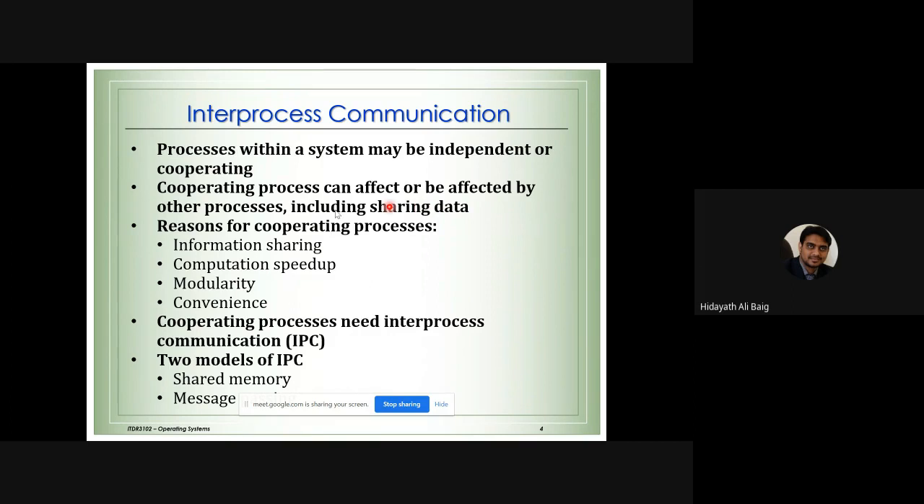Why do we actually cooperate with each other? Information sharing to increase the speed of the computation, modularity, convenience.